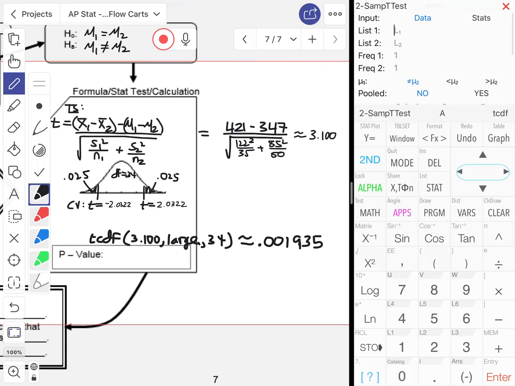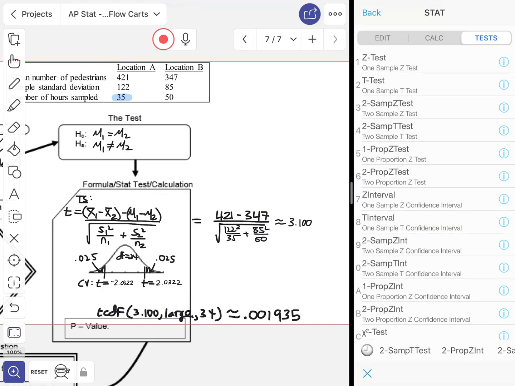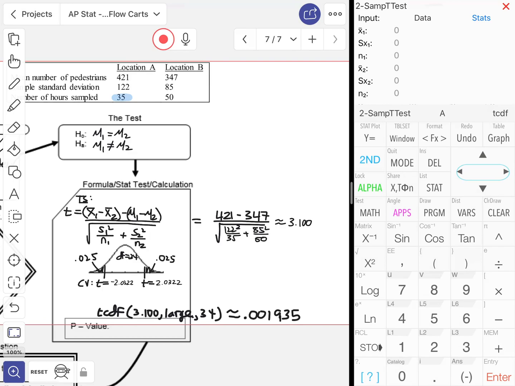So stat test, it was a 2-sample t-test. We did not use data, we used stats. Let me get my list of raw values here. Stat, 2-sample t-test, 421, 122, 35, 347, 85, and 50. This was a not equal situation, and we say no for pooled.